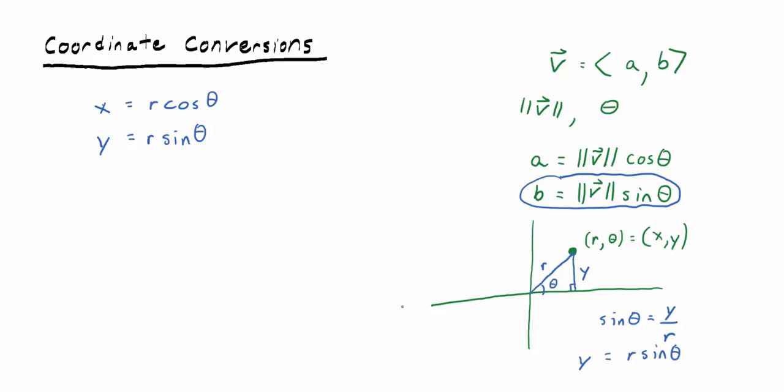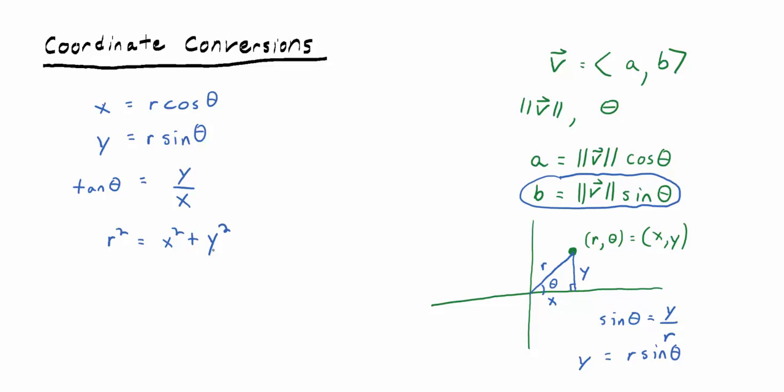What's the relationship between the opposite side y, the adjacent side x, and theta? What kind of trig function unites them? Tangent. So tangent theta is equal to y over x. And there's one more handy relationship that gives you r if you have x and y: the Pythagorean theorem that you're used to, r squared equals x squared plus y squared.